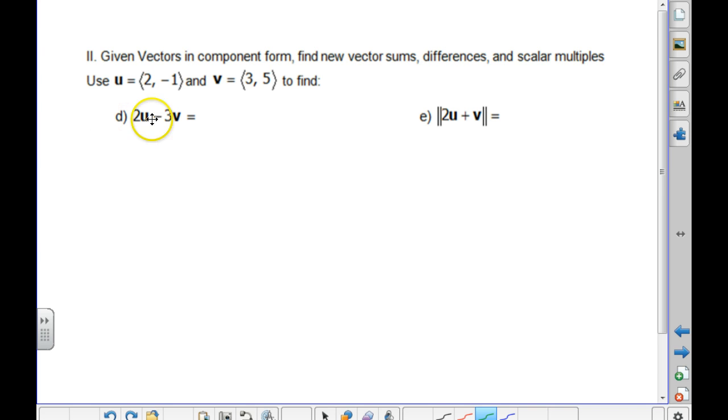We're going to do 2u minus 3v here. We're going to take vector u and double it.